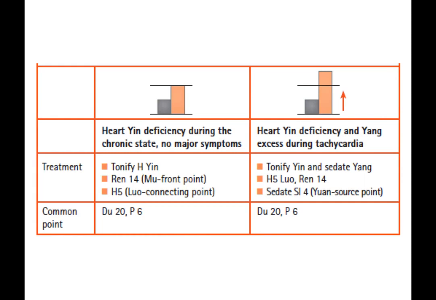Now for heart yin deficiency and yang excess during tachycardia, in which the patient is very symptomatic, we tonify the yin and sedate the yang. We use heart 5, the luo connecting point, and REN 14 as well. But we sedate SI 4, the yuan source point. And the common points for both conditions would be DU 20 and pericardium 6.